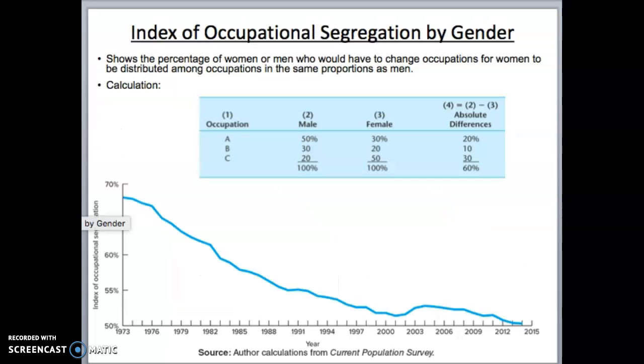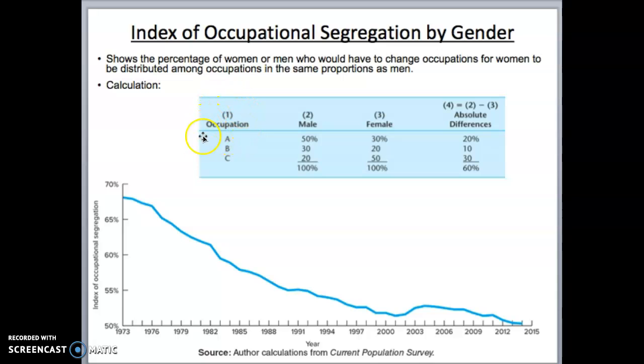Let's move on. Let's talk about measuring this kind of segregation. And we want to do this by creating an index. It's called the Occupational Segregation Index. And we could do this by gender. We could do it by race. Let's do it by gender here.